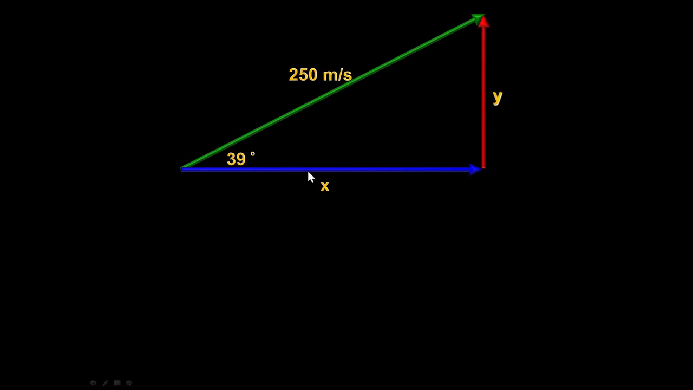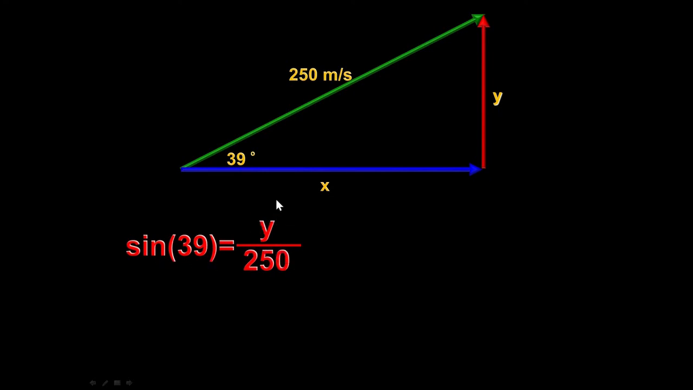And I'd like to be able to go ahead and find out what those components are. Sine and cosine are going to do it for us here. We need to use an equation that involves the ratio of sides we're looking for. So the sine of this angle is equal to opposite over hypotenuse. The sine of 39 is opposite over hypotenuse.